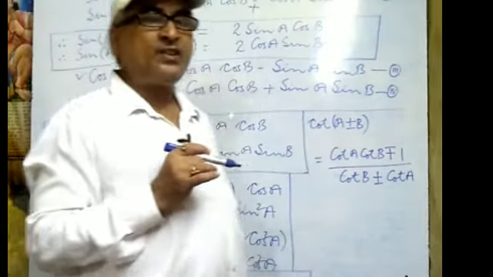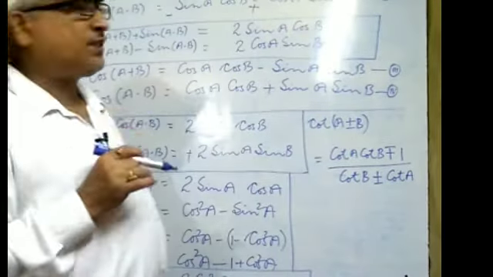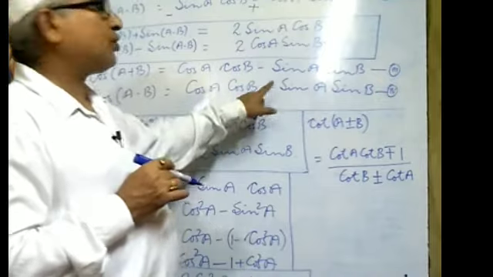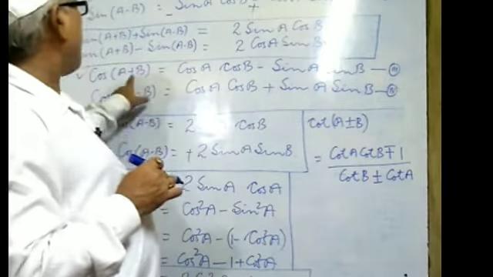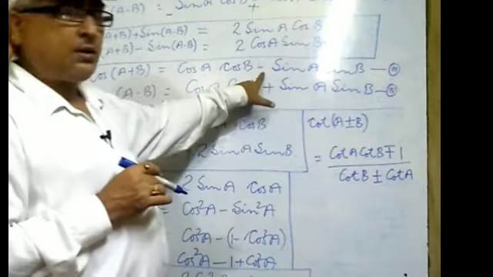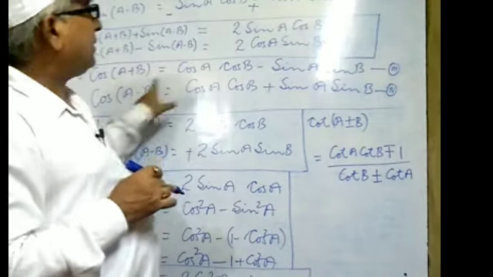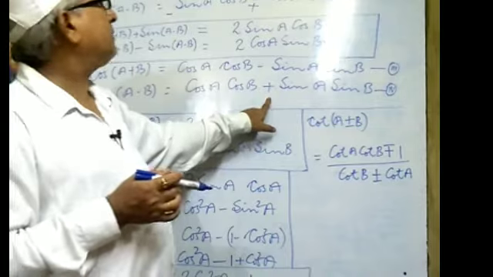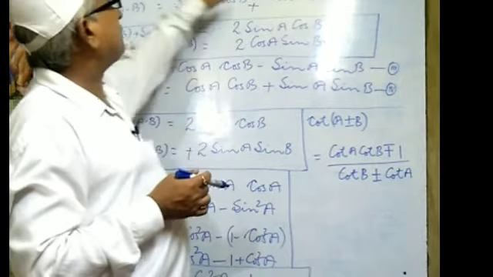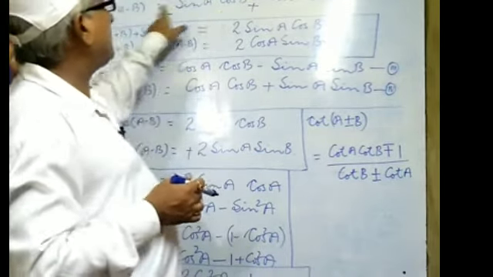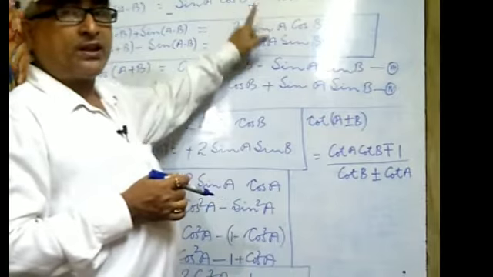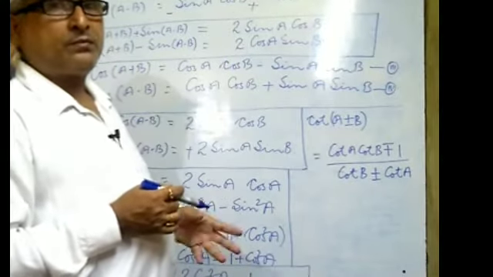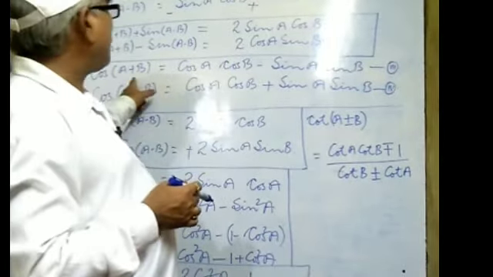What is the basic difference? The difference is that of minus and plus. In the case of plus, here it is minus. In the case of minus, here it is plus. So just the reverse is there. In the sine formula, in the case of plus it was plus, and in the case of minus it was minus. But here, the reverse is there.